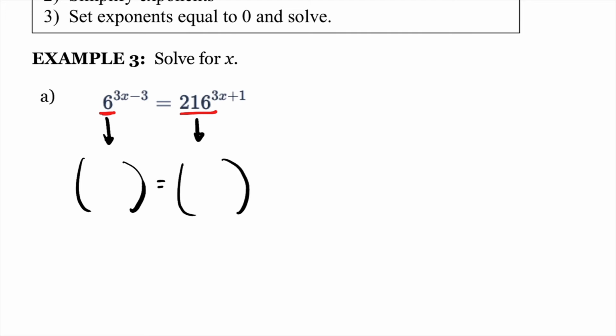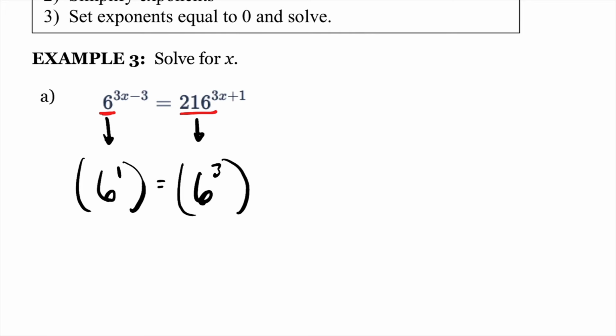There's only one way to make 6. That's why I started with this question, because there's only one way to make 6. What to what power? 6 to the first power. There's only one way to do that. Okay. Now, is there a way to make 216 with 6 as a base? There is. 6 to what power? Third power. Yep. 6 to the third power.